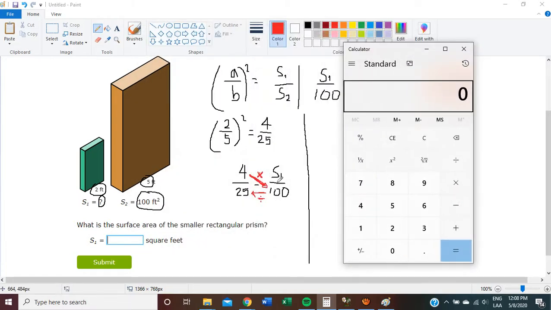So 4 times 100 equals 400 divided by 25, and the result is 16. So this is the way that I would do it, the way that I taught you a few months ago. And I just wanted to let you know that there is also another way. It's a little bit more complicated, but it works.